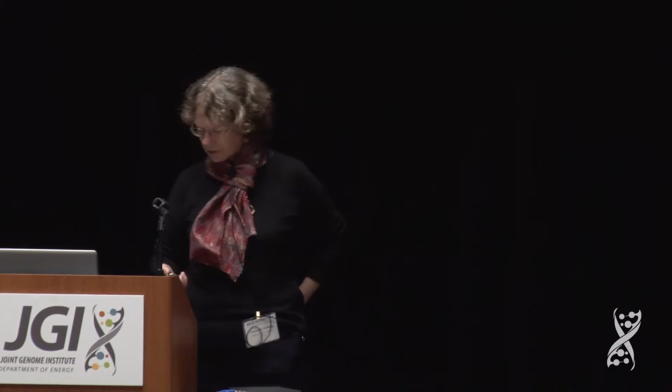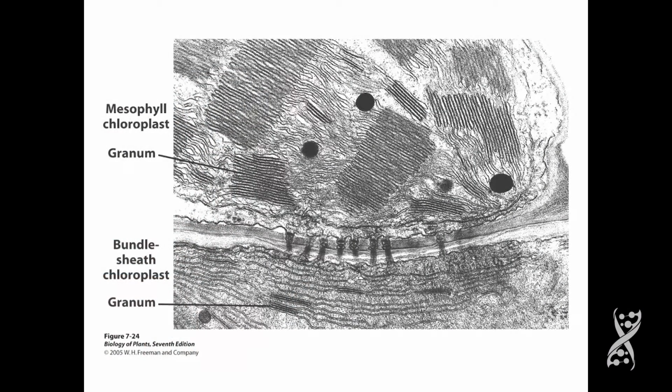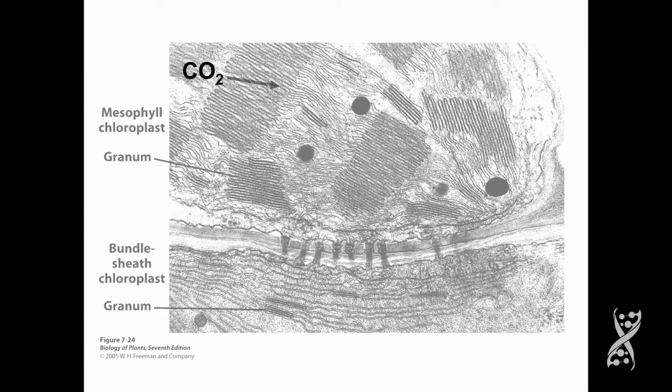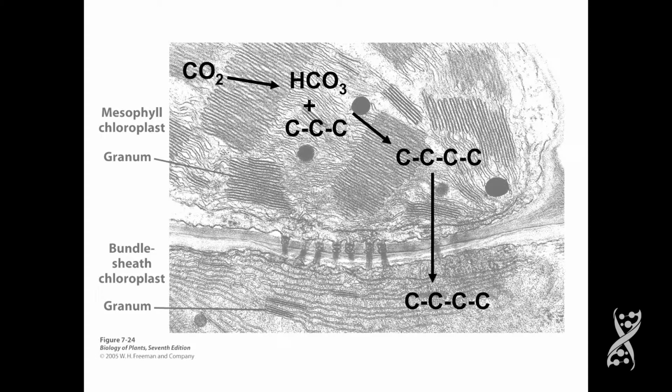So looking at this picture here from a standard textbook, there's a mesophyll cell here, right adjacent to a bundle sheath cell. The carbon dioxide is picked up here, turned into bicarbonate, then attached to a 3-carbon compound so that the first detectable product of photosynthesis is a 4-carbon compound, hence the name C4. That then gets moved into the adjoining cell where that carbon dioxide is taken off, handed to ribulose 1,5-bisphosphate and Rubisco.